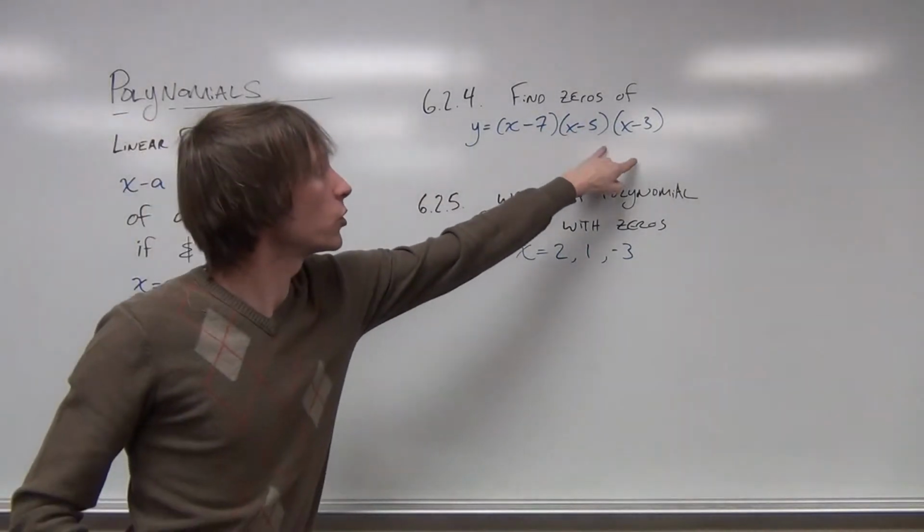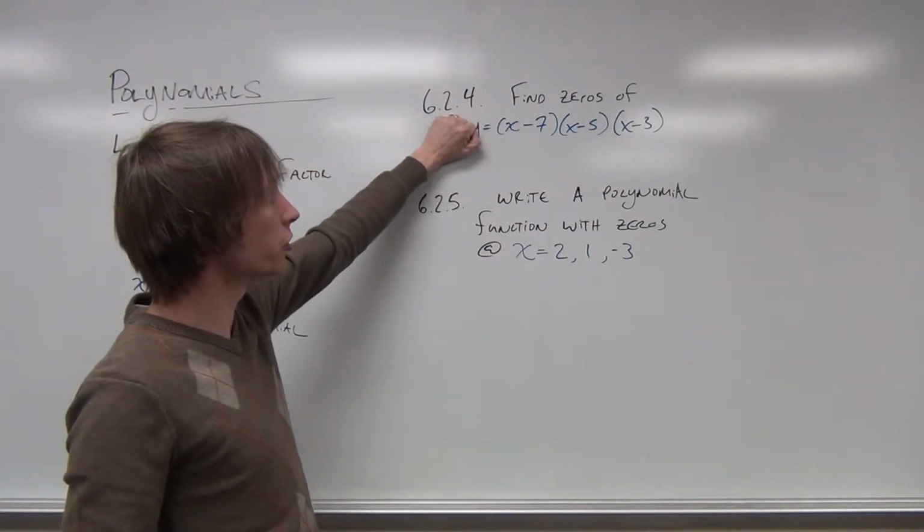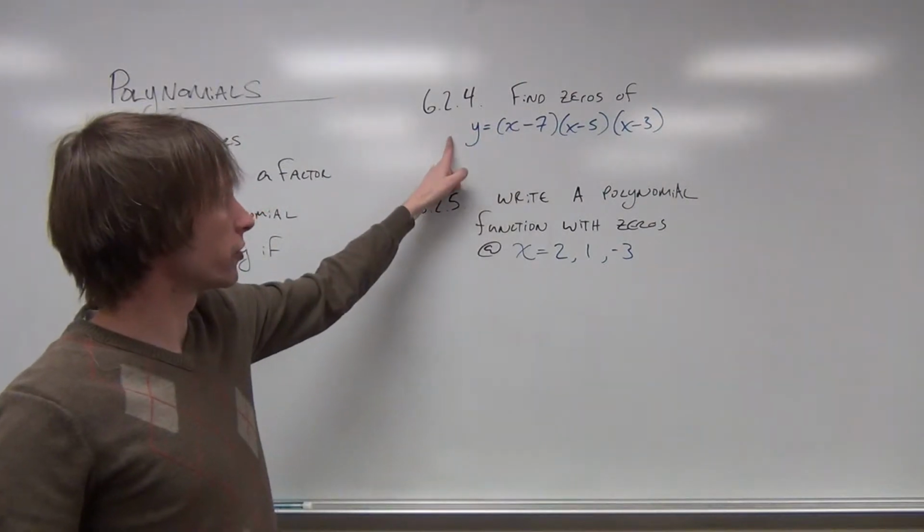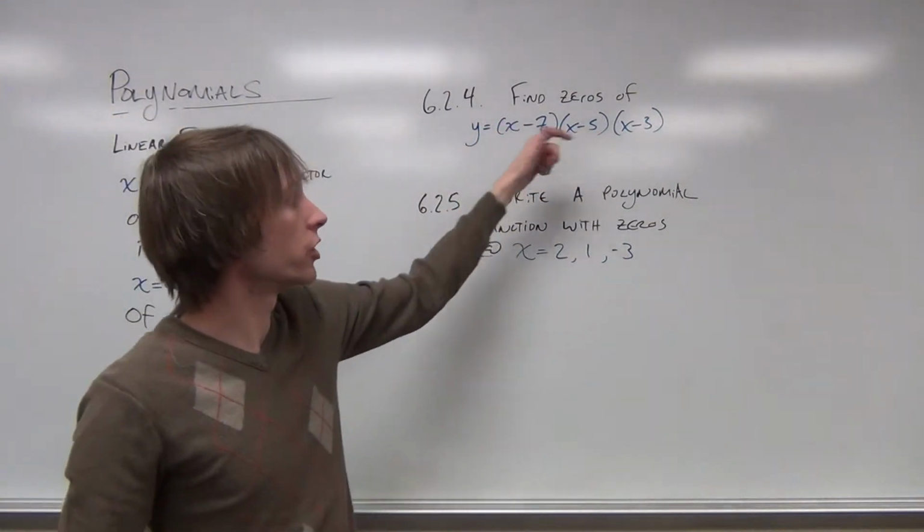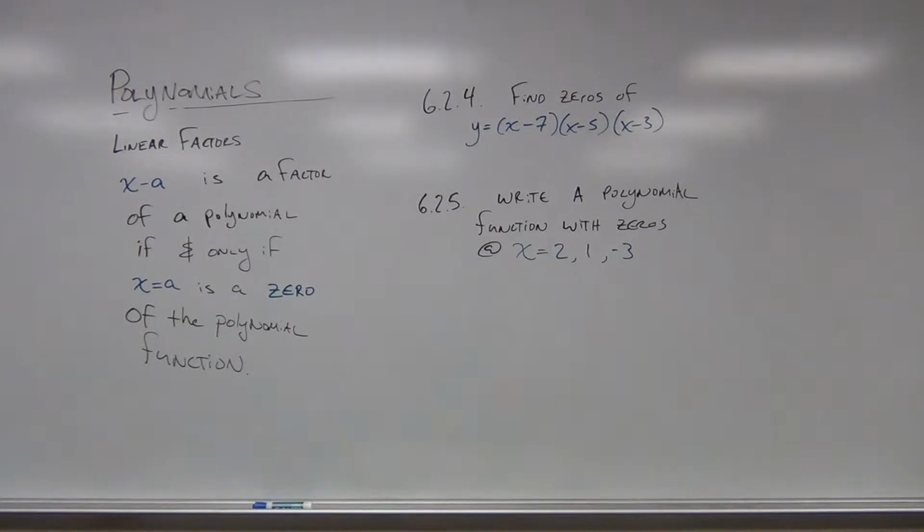If we set this equal to 0, when does this equal 0? That's when x equals 7, when x equals 5, and when x equals 3. That would make that expression equal to 0.